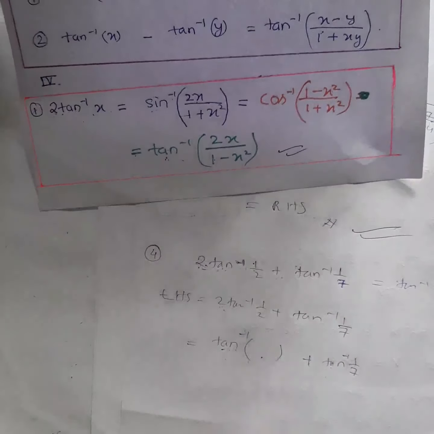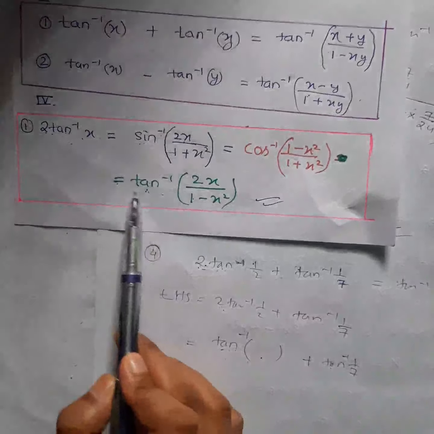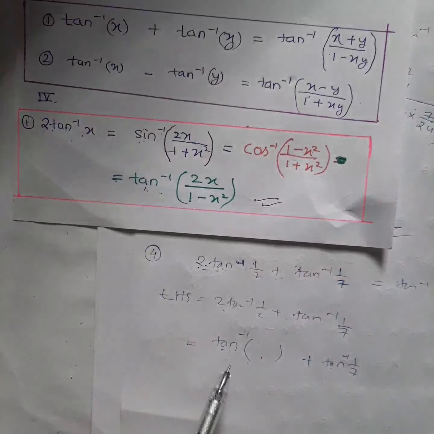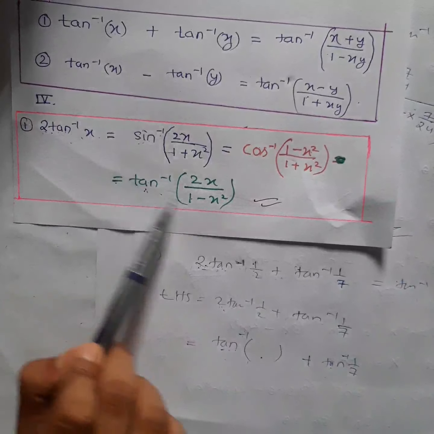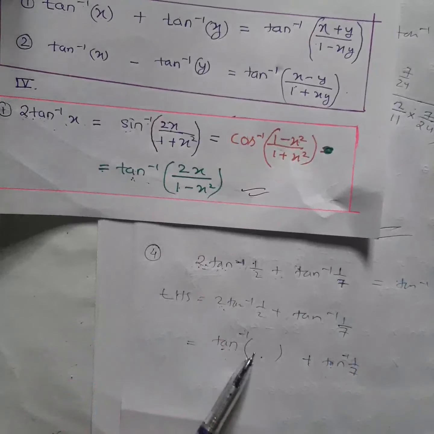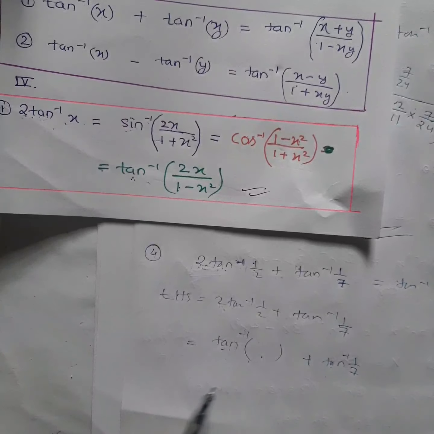So what you'll do, you need to select the identity also wisely, okay? Otherwise you won't be able to figure out the solution here. Okay, so twice tan inverse x, you need to select this identity only. Then only you can see it will become an identity again. After using that, you will get this answer. Okay.